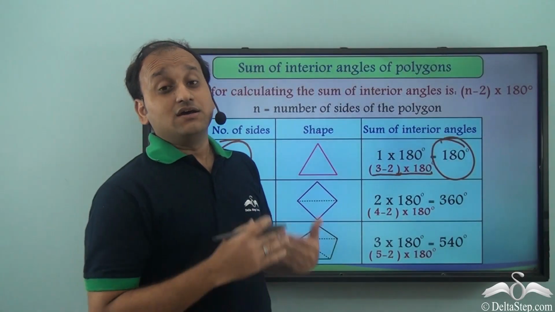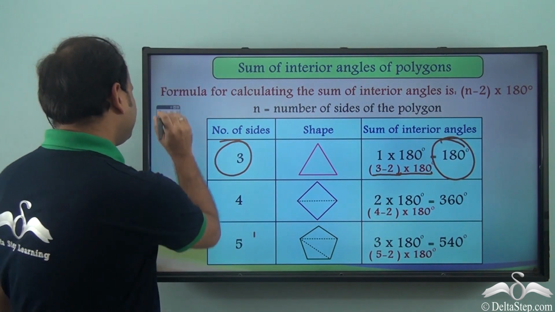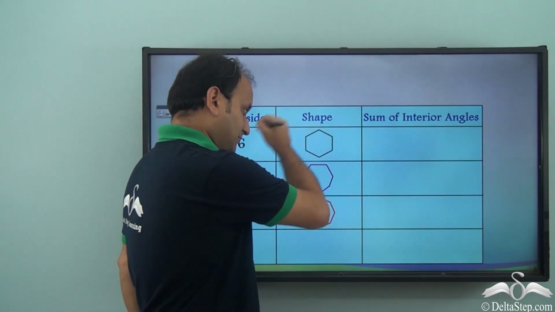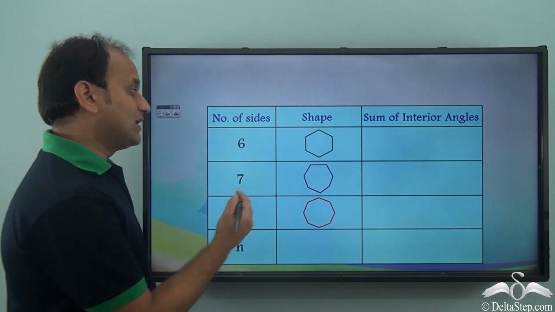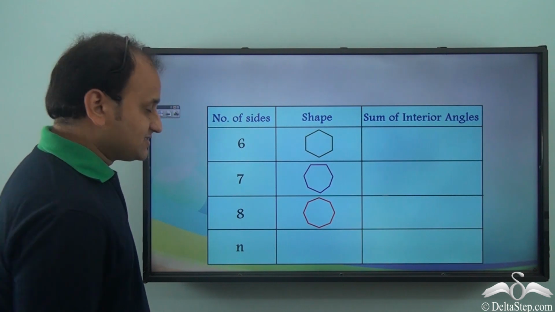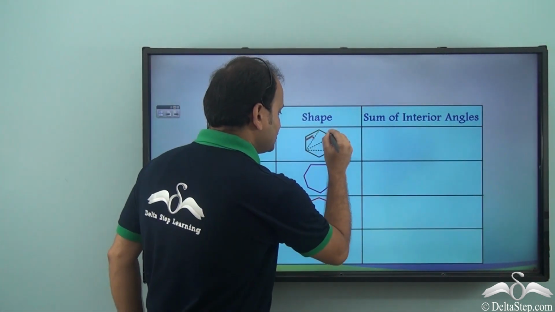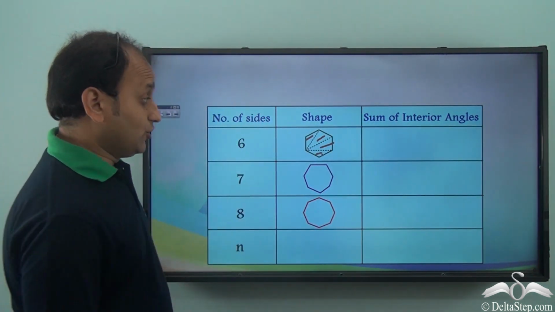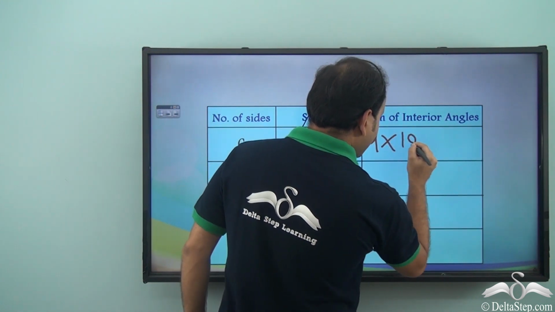So, let's find the sum of internal angles of some more polygons. So, we have this shape here. This polygon has 6 sides. So, what can we do here? We can divide it into a number of triangles. So, in this case, we have 1, 2, 3 and 4 triangles. So, the sum will be 4 into 180 degrees.